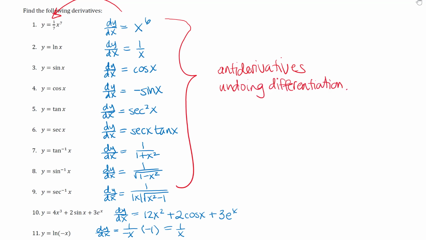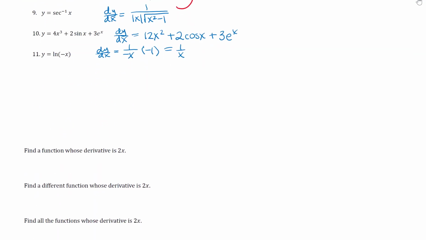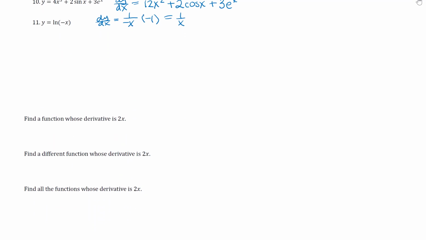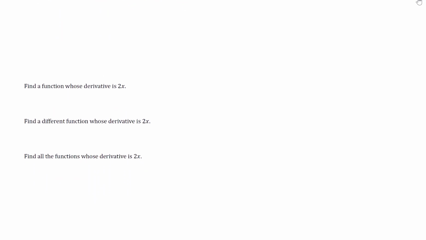All right, so we're going to look at a couple more examples and then talk about some of the symbols that we use to find antiderivatives and how we talk about those. All right, so here are a couple more problems that we're going to talk a little bit about. So the first one asks us to find a function whose derivative is 2x.